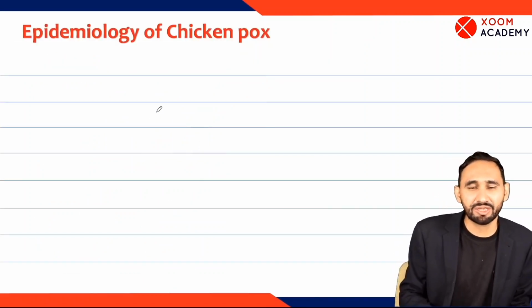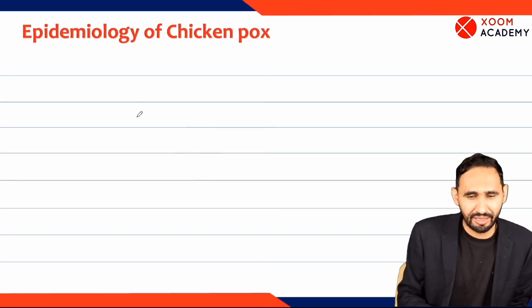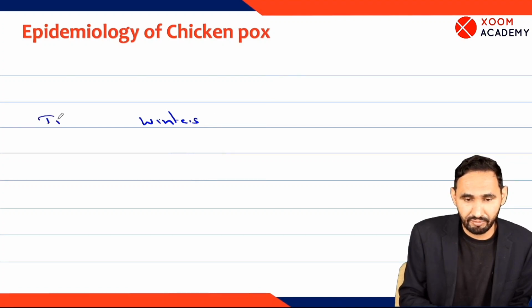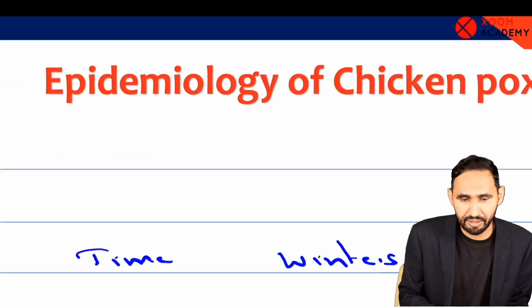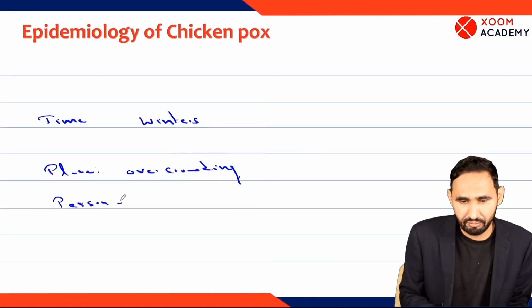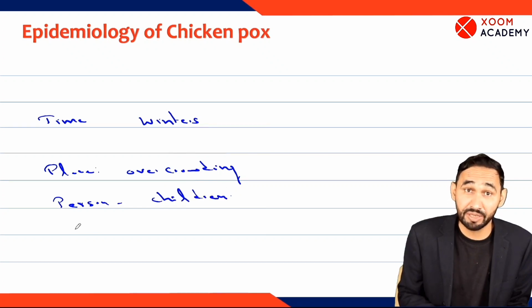What is the epidemiology of chickenpox? It is common in winter. It is common in crowded places. It is common in children. Incubation period is 2 weeks.